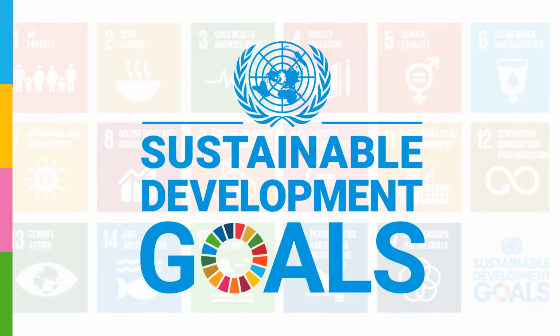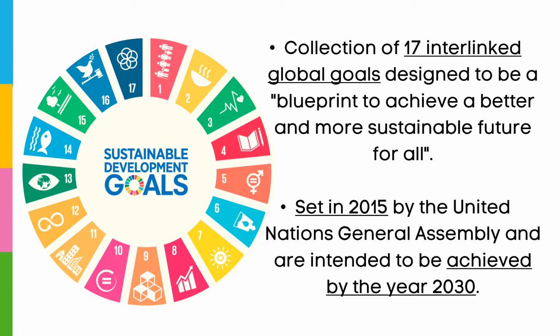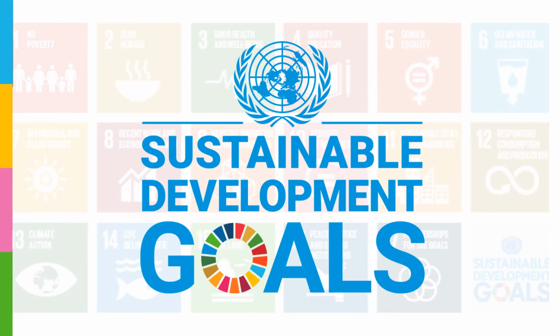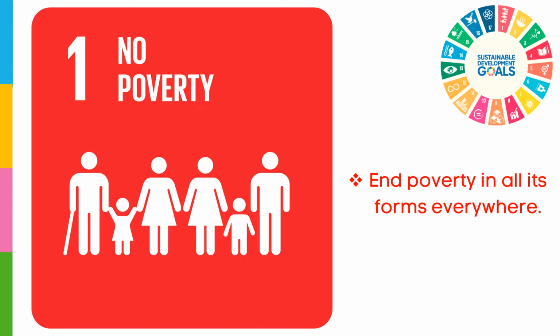Now, let me introduce to you the Sustainable Development Goals. Sustainable Development Goals, or SDGs, are a collection of 17 interlinked global goals designed to be a blueprint to achieve a better and more sustainable future for all. This was set in 2015 by the United Nations General Assembly and are intended to be achieved by year 2030. Now, let me share with you the 17 Sustainable Development Goals that need to be achieved by 2030. Let us start with the first one.